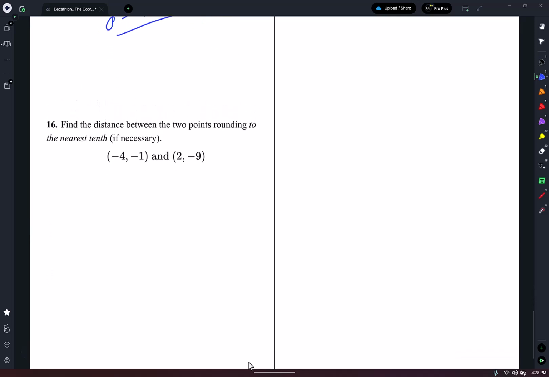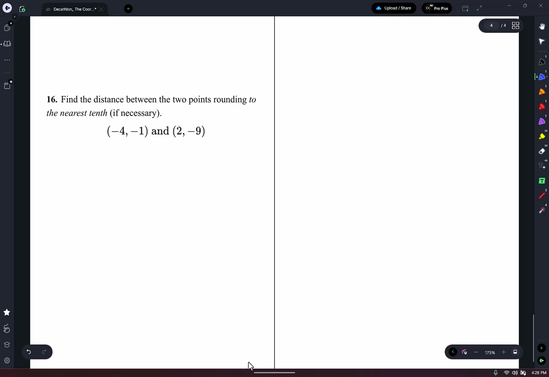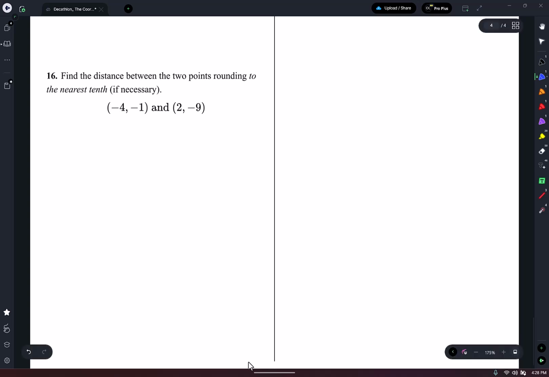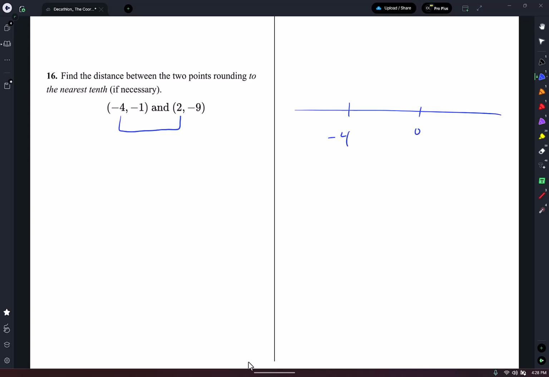What's up? Truncated? No, you're good, you're good. All right, again, same question. The difference between -4 and 2, or I guess 2 and -4. Think of a number line, yeah. Just in case, -4, 0, 2.